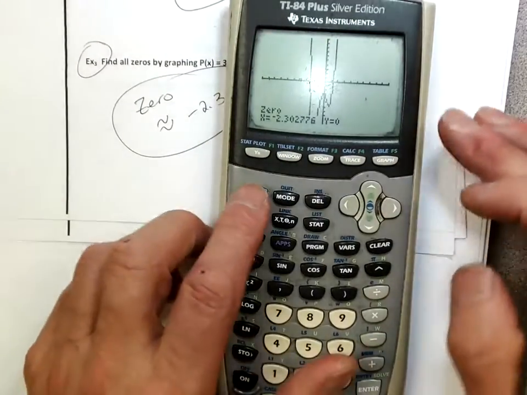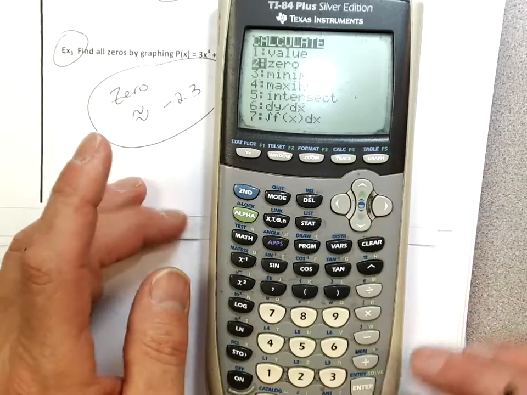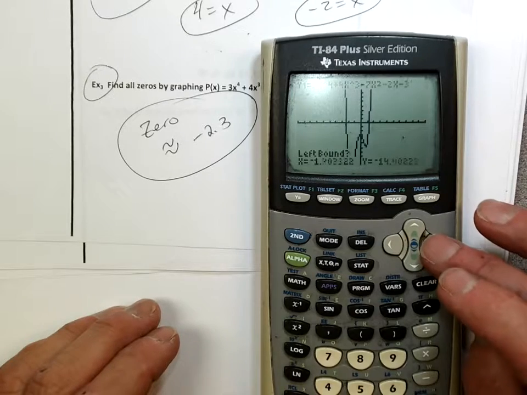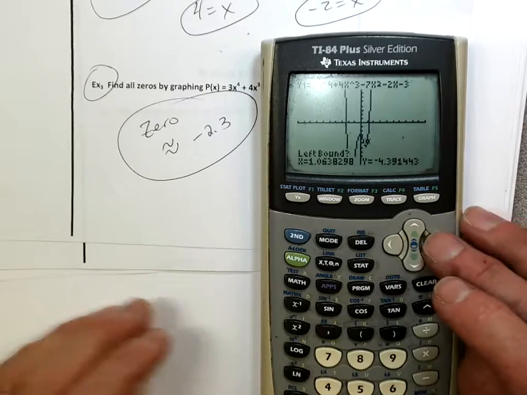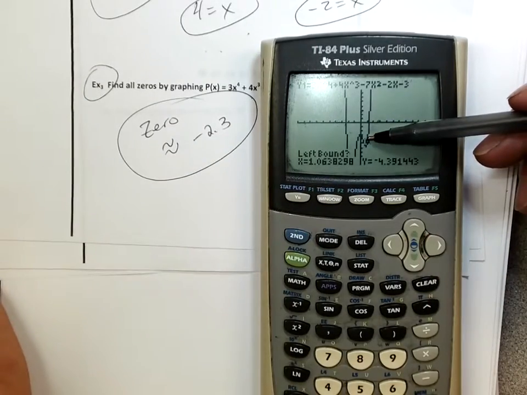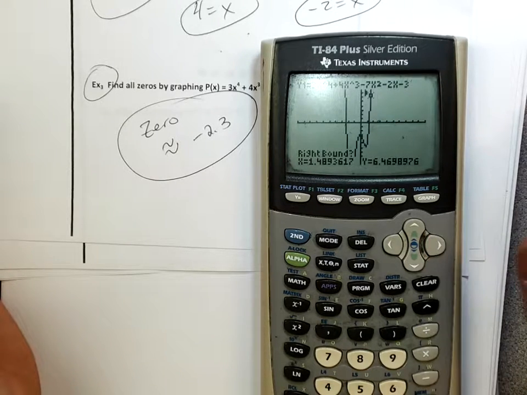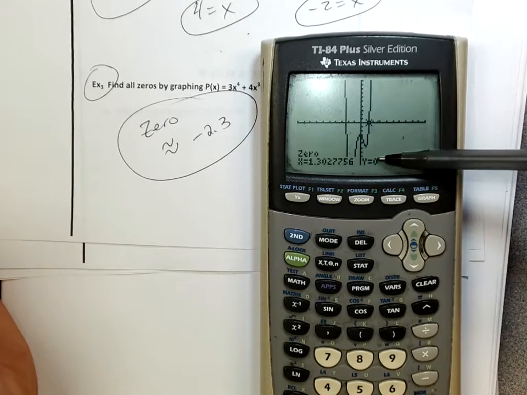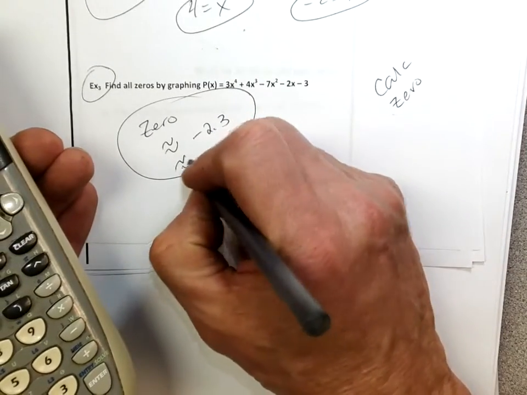The other zero we'll find with the same process. So calculate zero, okay? And left bound would be below it in this example. Left of this point is certainly going to be below the 0. Enter. Right bound is going to be above it, even though it's still to the right of it. Enter. And then I'm going to guess, well, it might be right about there. Enter. And again, I get a y value of 0 because we're looking for a 0, okay? So it's approximately 1.3.